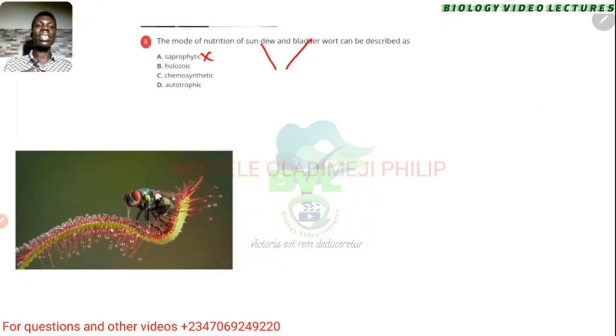Now, we can't say this is chemosynthetic because it's not making food from chemicals like sulfur, methane, and all of those. No, those are chemosynthetic. This is working on organic molecules, living organisms. So the answer here is going to be holozoic. It is digesting living things, like it's eating them.